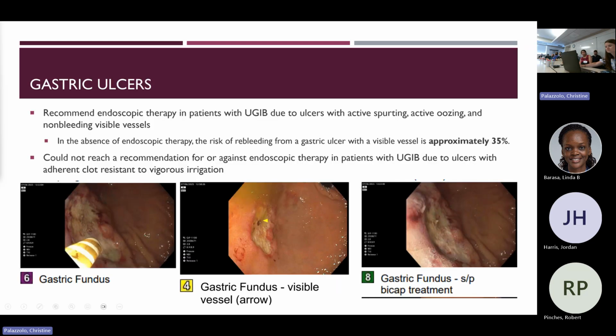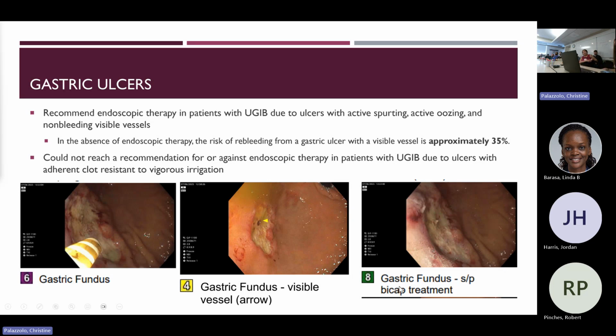So we treat visible vessels. You can clip, or you can do bipolar cautery. We decided to cauterize it. If you can see in the middle, there's the yellow arrow at the bleeding vessel, and then the one to the right, you don't see it as much anymore because we've cauterized it.